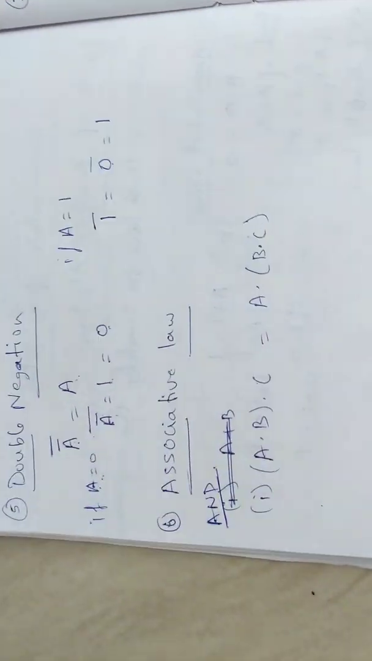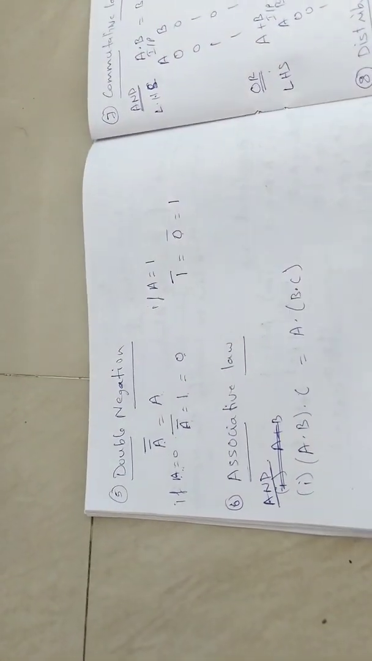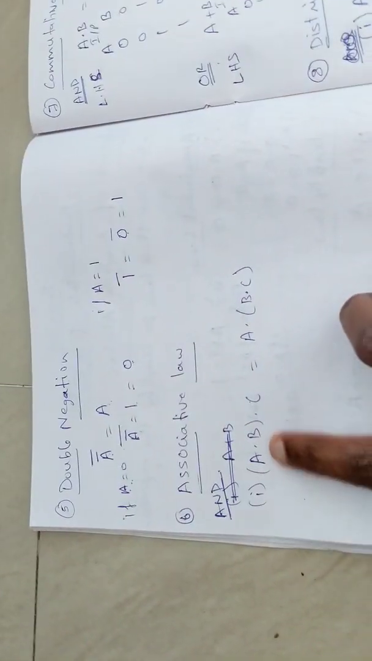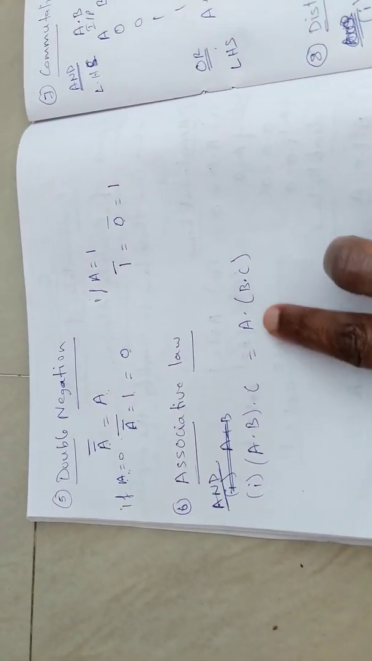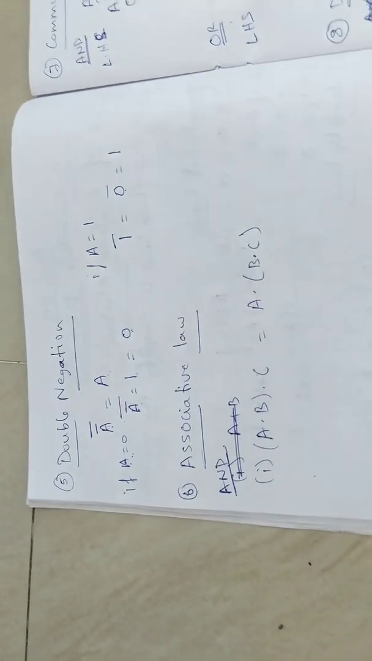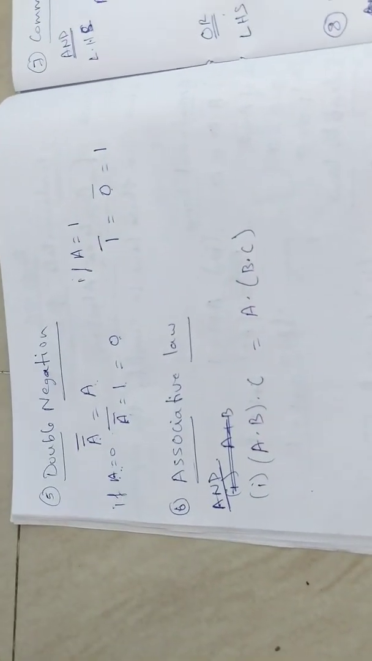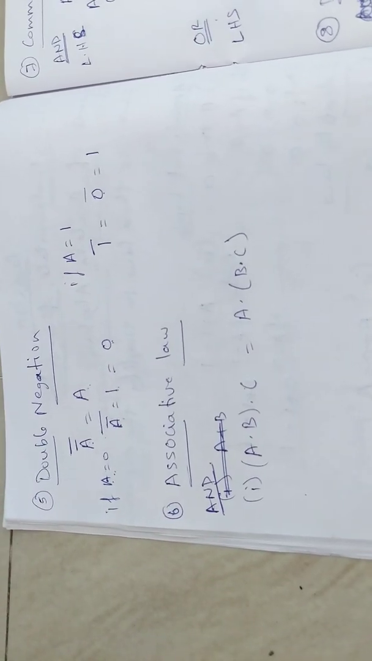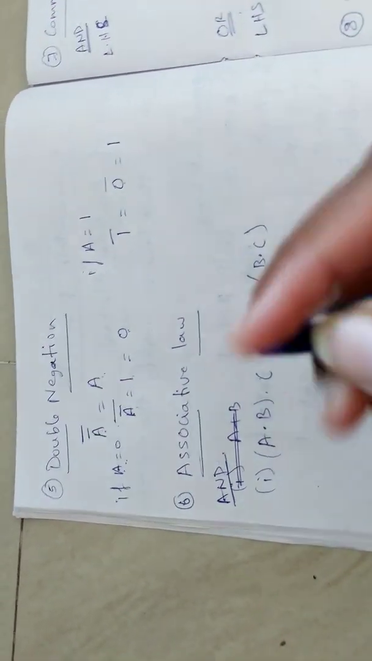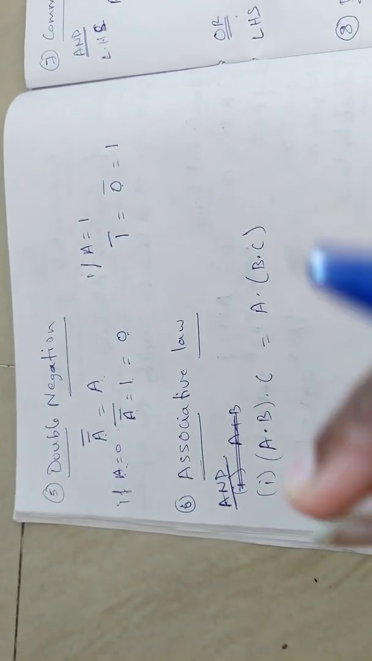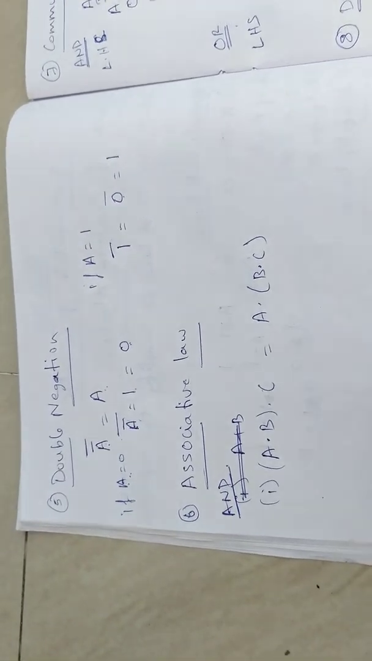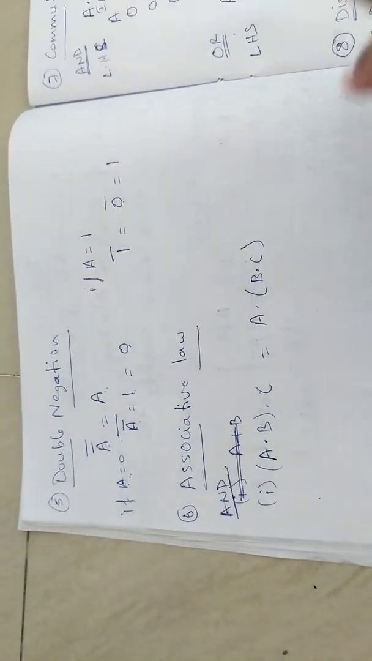Okay. For your associative law, again you have your AND also and OR also. In your associative law, what is it? A dot B bracket, A dot B dot C is equal to A dot B dot C. Bracket wise also it varies. Right. So this is your associative. In normal algebra what you have done, but here it is Boolean algebra. Boolean algebra means, don't forget, the variables will have 0 and 1 combination. Only that much difference is there.